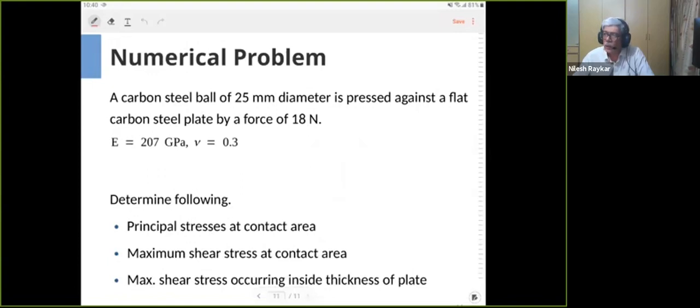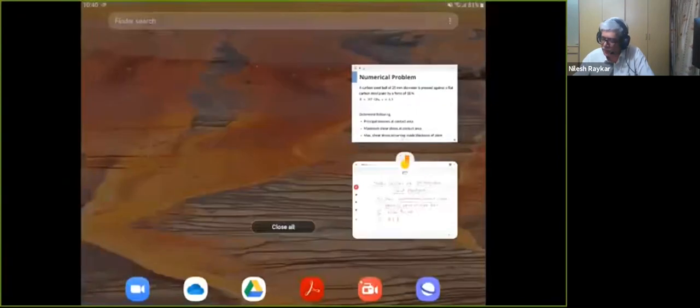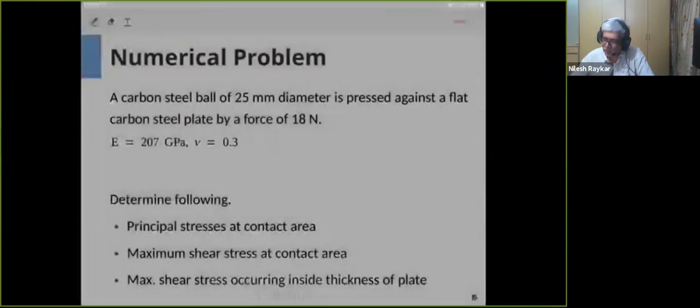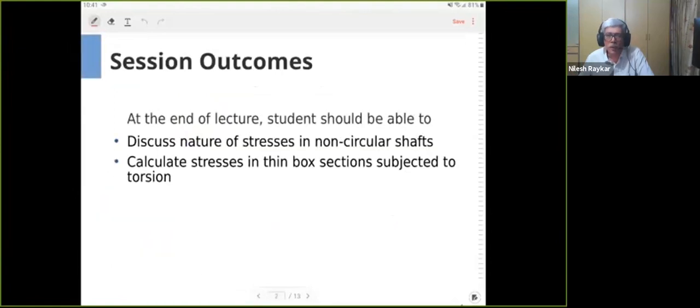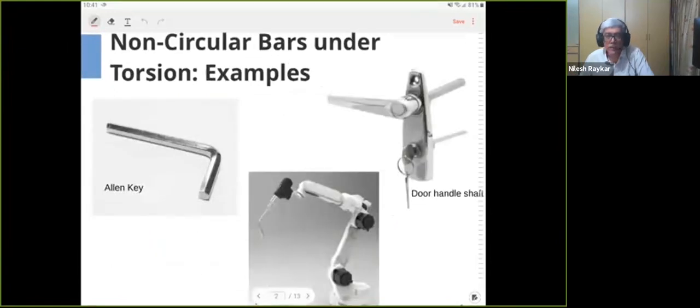Let me move to the last topic of today's session, or recap of the last session, that is the torsion of non-cylindrical components. In the previous semester, you have seen how to calculate the stresses in a circular shaft. Here we are looking into the torsion of non-circular shafts, and the situations which arise here are discussed.